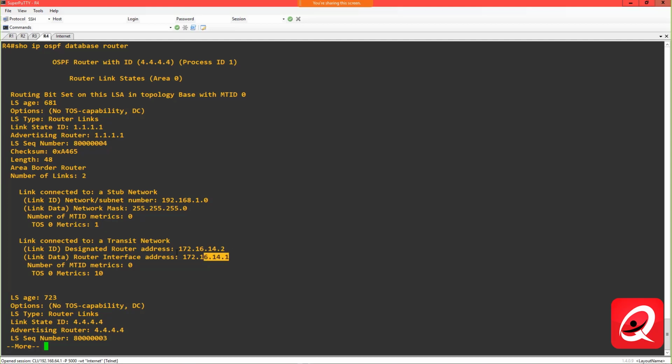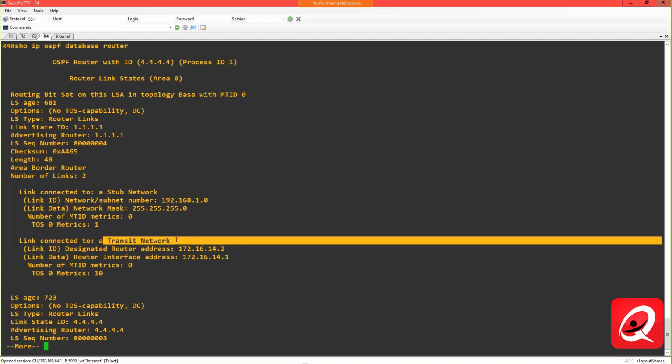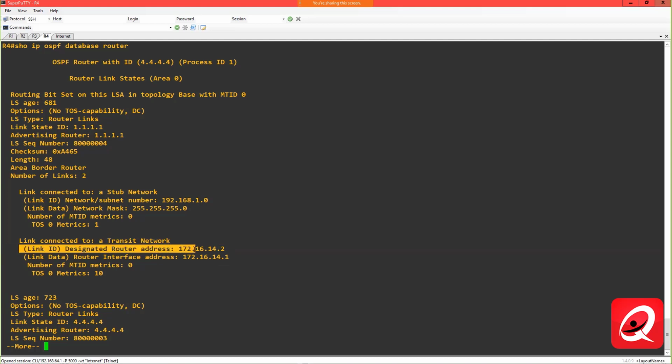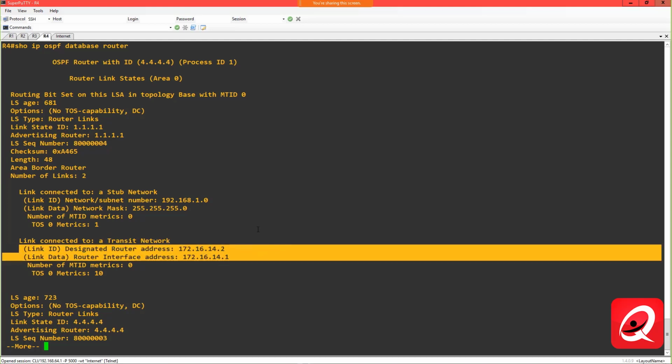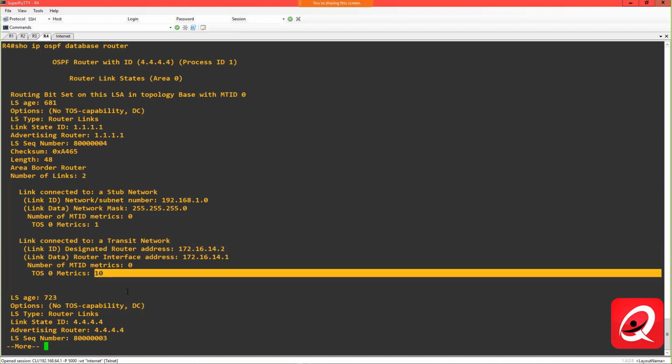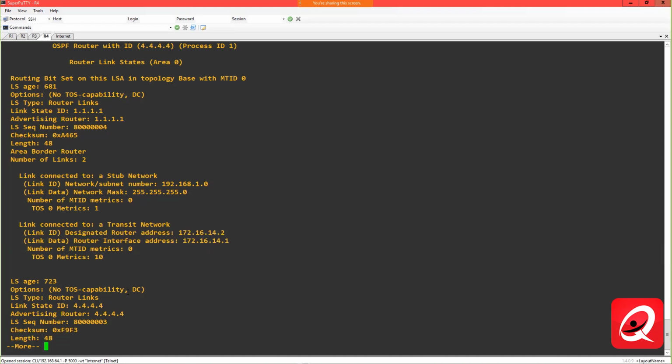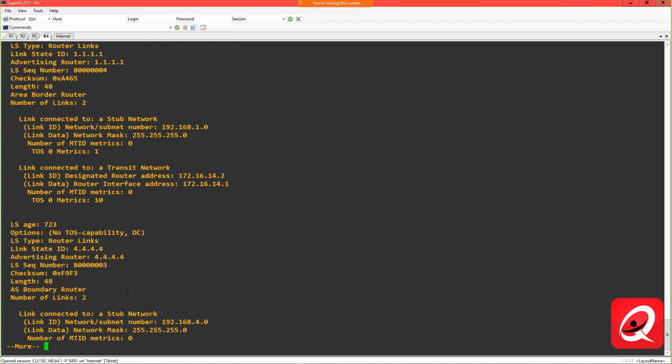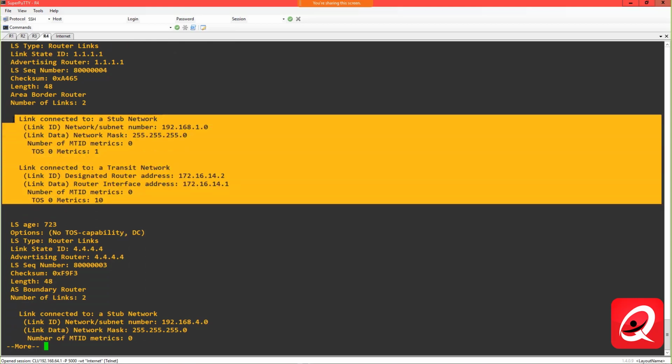This is the transit link. Because it's a transit network, that means there's a DR-BDR election. So we're going to see the DR and the BDR for that transit link. This is the cost of that link. In this case, it happens to be Ethernet. So those are the 2 links that I'm receiving from router number 1.